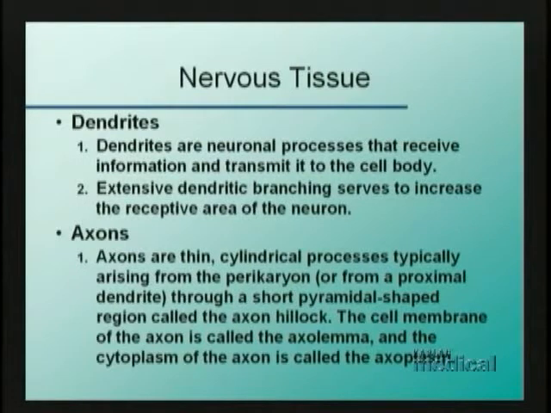Dendrites themselves, as we know, are the neuronal processes that are specialized to be highly branched and transmit information to the cell body. Axons are thin and of uniform diameter, extending from the cell body to whatever the target structure is, be it another neuron or some sort of gland, muscle, or what have you.